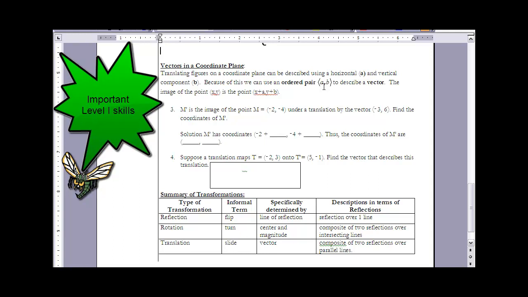We looked at it using 2 points, we looked at it as an arrow, and now we're describing it as an ordered pair. So if I'm looking at the image of any point on a coordinate plane, which we'll call (x, y), using a vector ⟨a, b⟩, what I'm going to do is add the value of a to the x coordinate and add the value of b to the y coordinate.